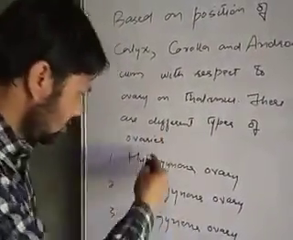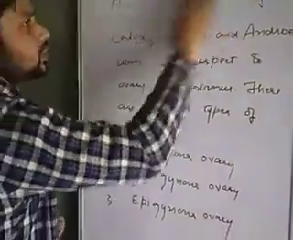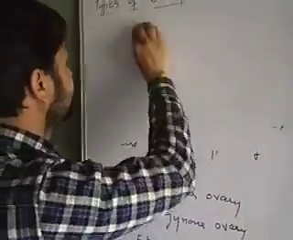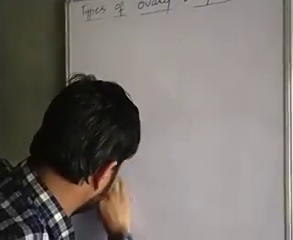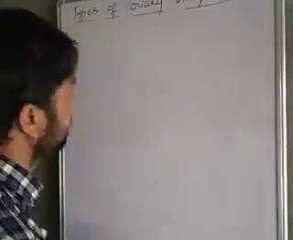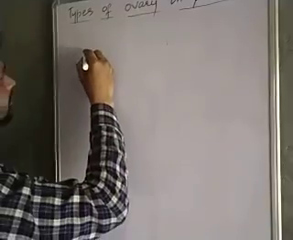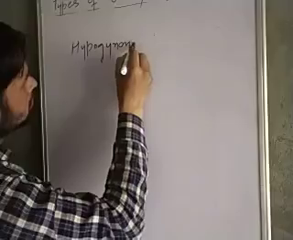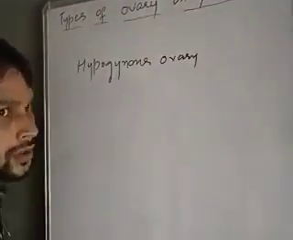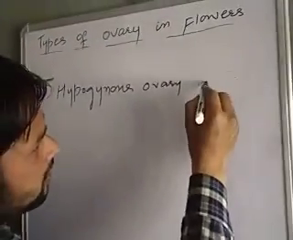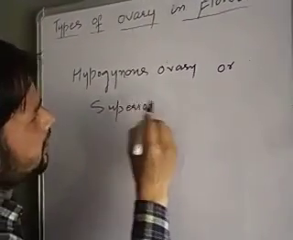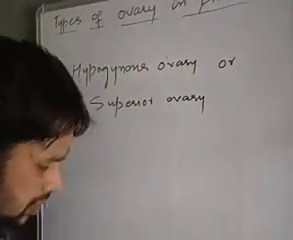Now I will take these different types of ovaries one by one. First we will take hypogynous ovary. What is hypogynous ovary? Hypogynous ovary is also called superior type of ovary, superior ovary.